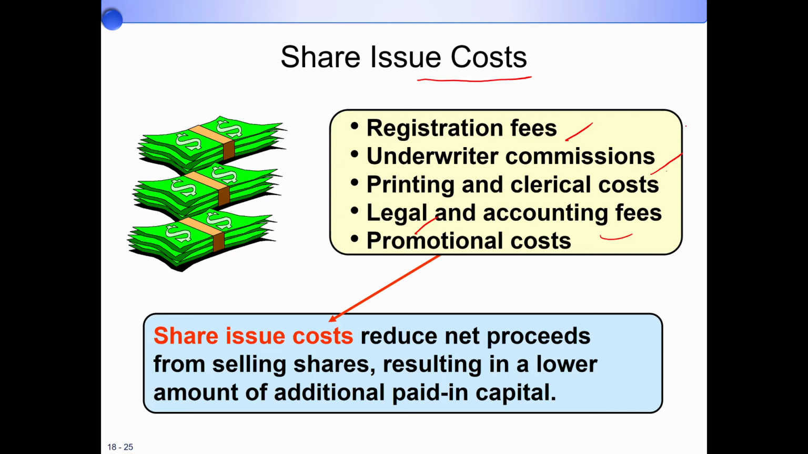Remember, issue costs are going to decrease the total cash, or total proceeds we received from selling those shares. So our cash is going to decrease, the total cash received. And in the meantime, our total paid-in capital is going to decrease. If this stock has par value, the total par value will not change, but the total additional paid-in capital, which is paid-in capital excess par value, is going to decrease. Okay, so that is the issue cost.